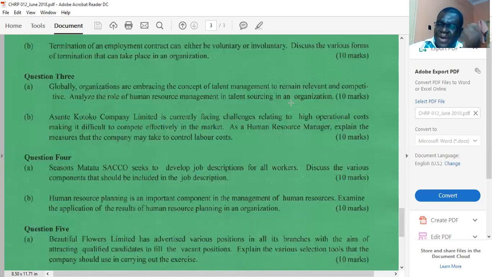So globally, organizations are embracing the concept of talent management so as to remain relevant and competitive. You want to be able to manage the talent. You attract and then you manage them. They continue with you so as to build and grow and benefit from your having the talent in the organization. So analyze the role of the HR manager in talent sourcing in an organization. What is the role of HR manager in this broader project of talent sourcing?